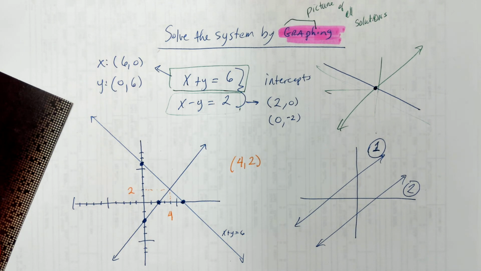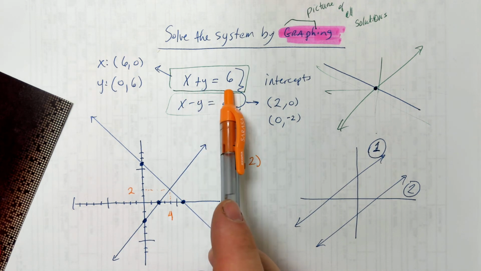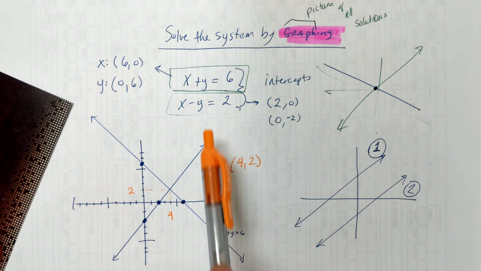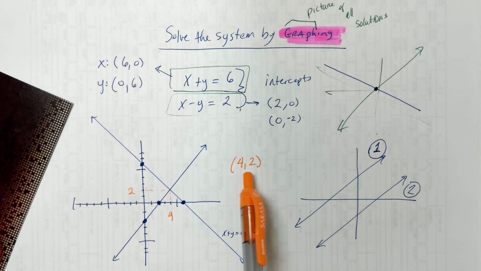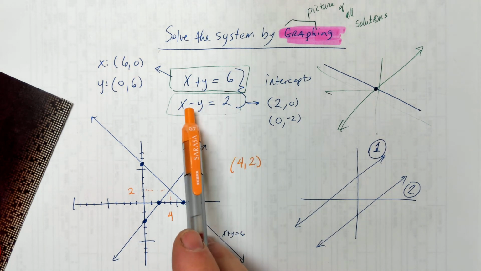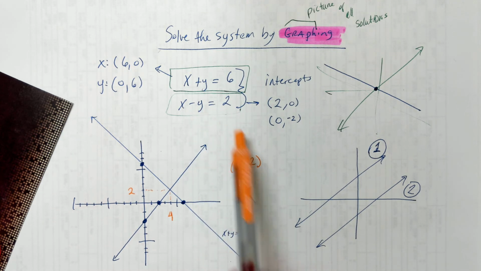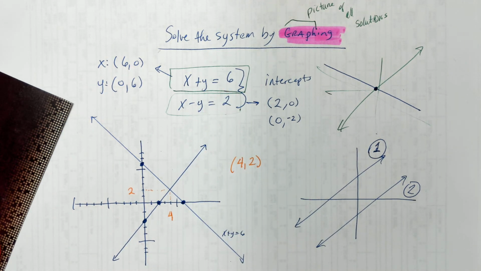Hey Priscilla, how can I check? I could with decimals, but I got a better way. You ready? You see this is x and that's y, right? x plus y equals 6. That's true. And that's x minus y equals 2. So 4 minus 2 equals 2. This is true for both. That's the answer.